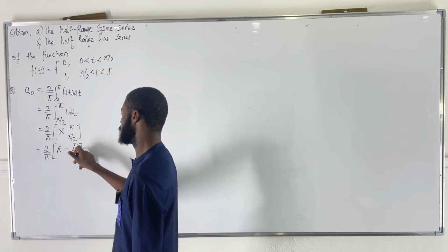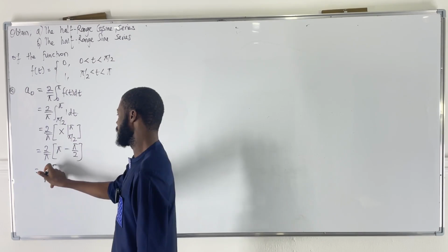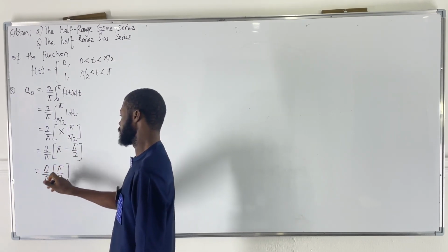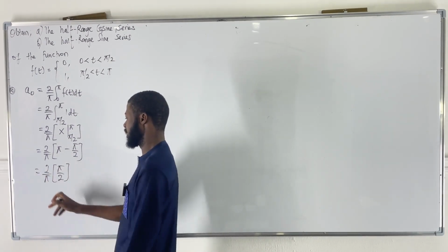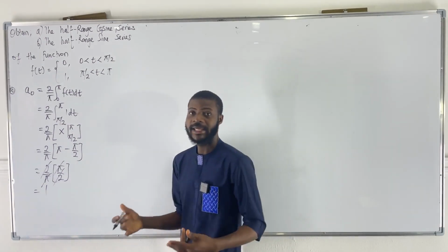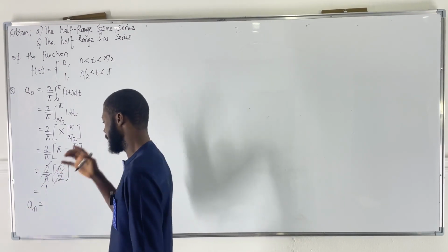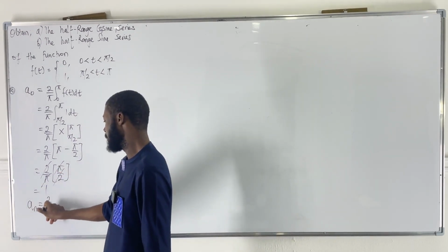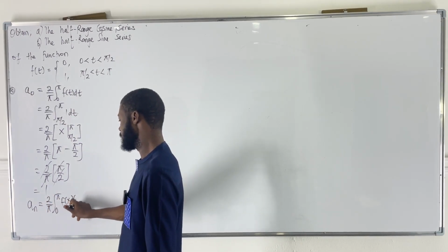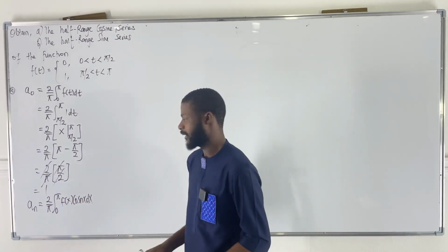So right now, this will be 2 over pi into pi minus pi over 2, which is pi over 2. So when you check this out, some parts cancel: pi cancels pi, 2 cancels that 2. So this is just 1. So that's our a naught. Now a sub n would then become 2 over pi, integral from 0 to pi, f of x cos nx dx. So that's a sub n.